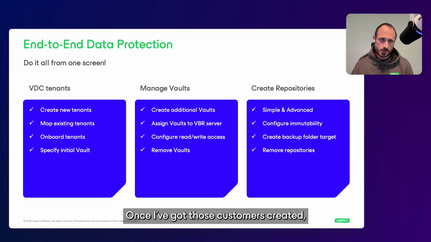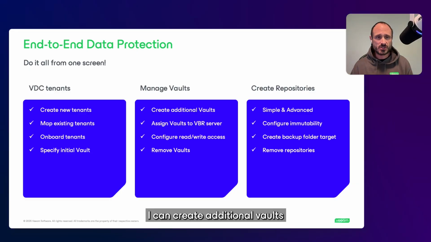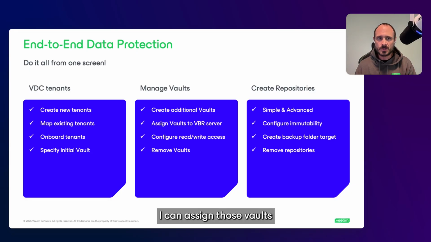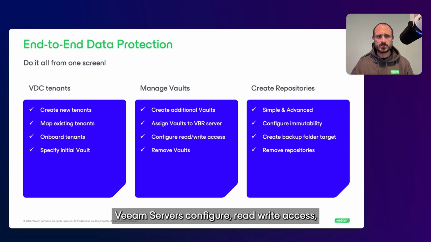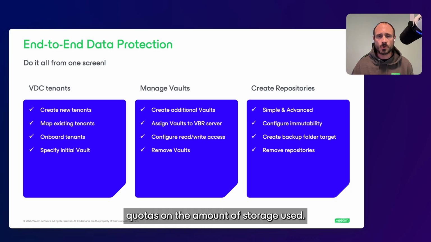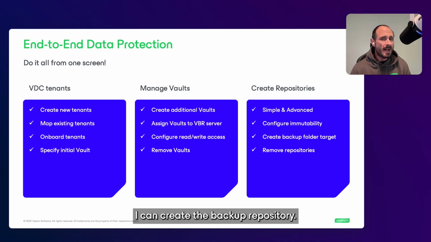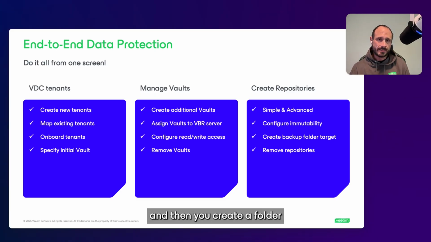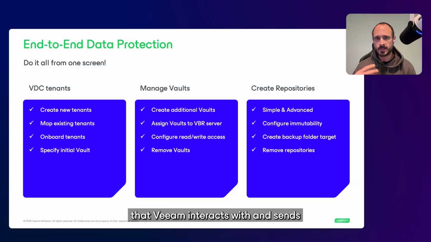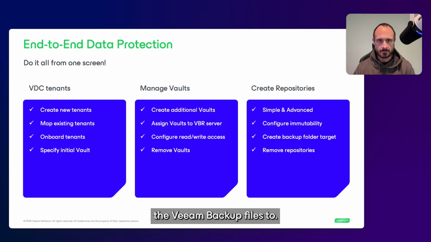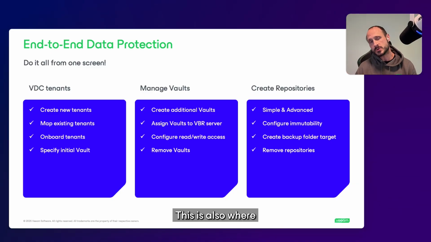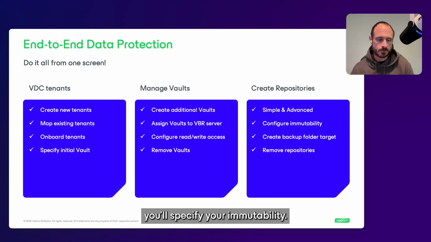Once I've got those customers created, I can create additional vaults or buckets. I can assign those vaults to the customer Veeam servers, configure read-write access and soft and hard quotas on the amount of storage used. I can remove those vaults, and finally, I can create the backup repository. So you have your vault, and then you create a folder, which is the actual repository that Veeam interacts with and sends the Veeam backup files to. This is also where you'll specify your immutability.